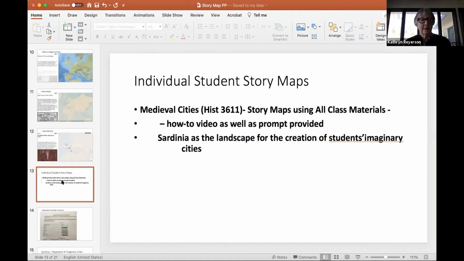Finally, the third course that Chris has already referenced was the course on medieval cities.